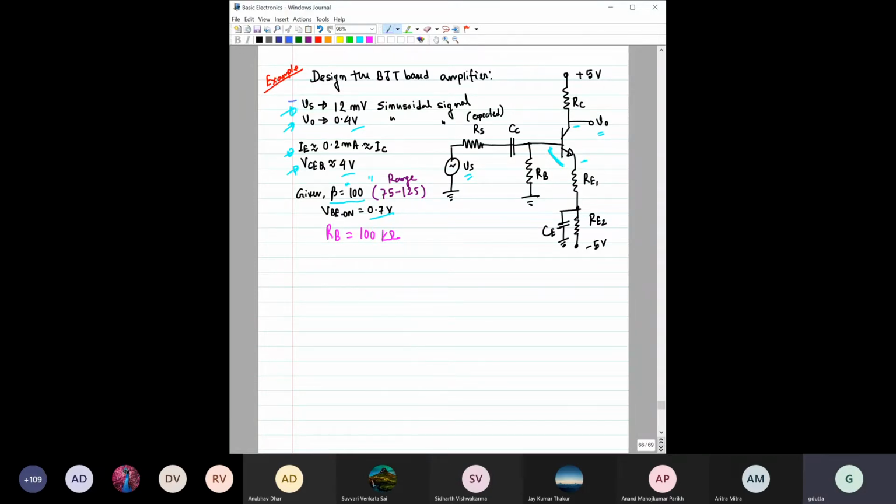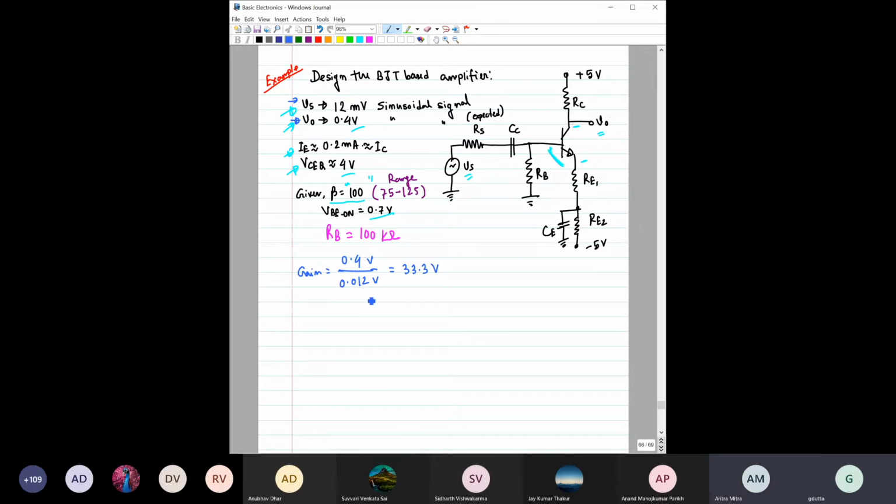Vs amplitude is given, V output is given, right? So that is basically the small signal gain. We can write from here that this gain is given as 0.4 divided by 0.012, both in volt. If you calculate, it comes to around 33.43. This is the gain.